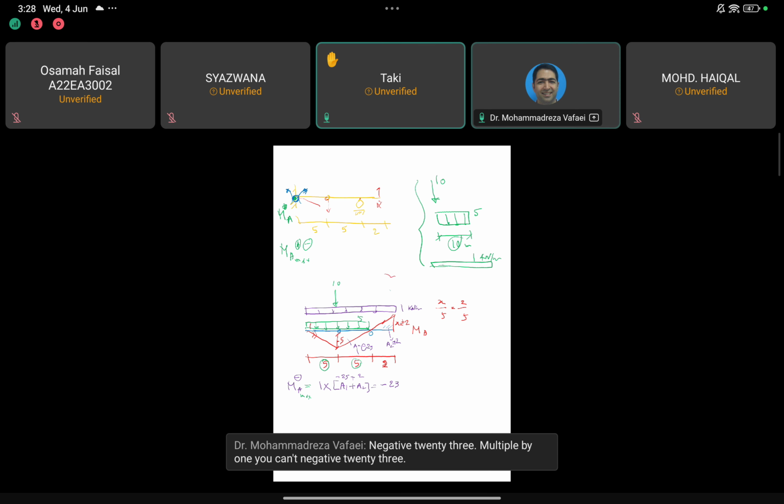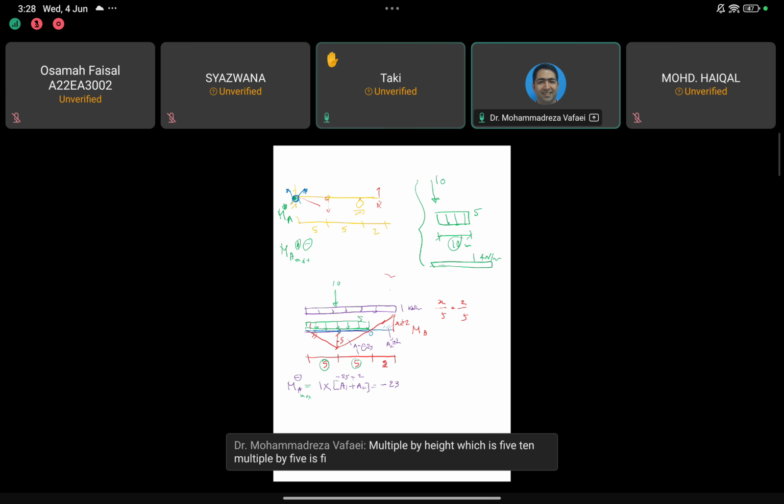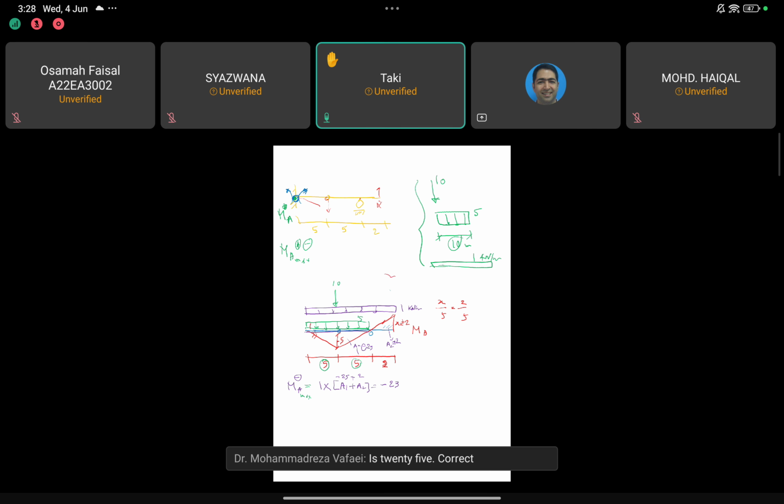Doctor, yeah, the A1 should be 12.5, right? 10 multiplied by 5 divided by 2. The length from here to here is 10 meters, multiplied by the height, which is 5. 10 multiplied by 5 is 50. Okay, 50 divided by 2 is 25. Correct? Okay.